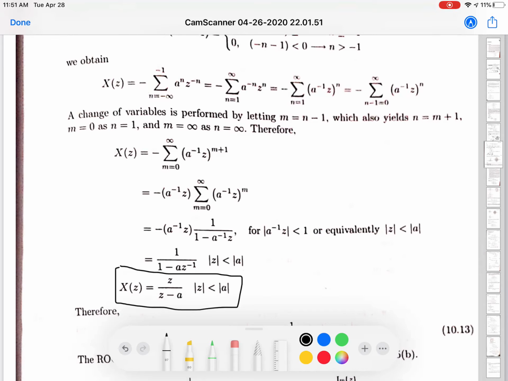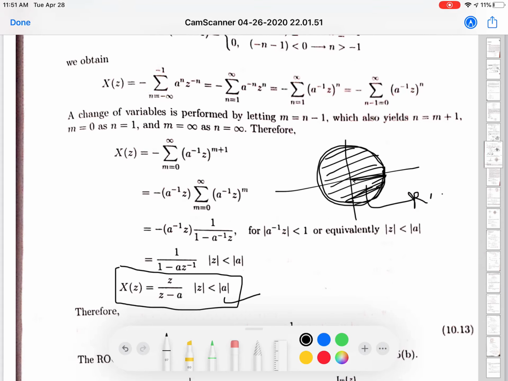Now consider the Z transform of this function and the previous function. We will be having the same Z transform. The only difference is that here the region of convergence is different. Here it is mod of z less than a. If you draw it in the Z plane, draw a circle of radius a, and it is given that mod of z less than a. Mod of z less than a will come inside the circle. It will be the region of convergence for the given function.